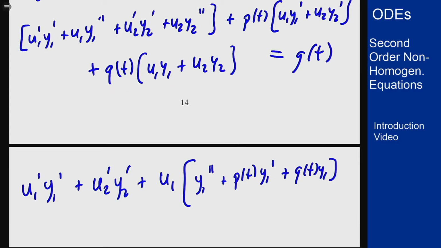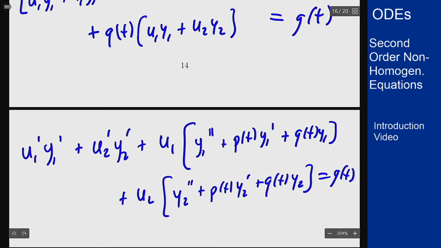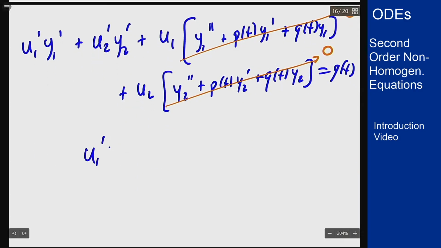And in the same way, we see for u2 that it is multiplied by y2 double prime plus a p of t y2 prime plus a q of t times y2, and this must equal g of t. And here's where the benefit comes in. Just like reduction of order, you do this the right way, and we notice that these two terms here both go to 0 because y1 and y2 solve the homogeneous problem, which leaves us with an equation that looks not too bad. It is u1 prime times y1 prime plus u2 prime times y2 prime equals g of t.